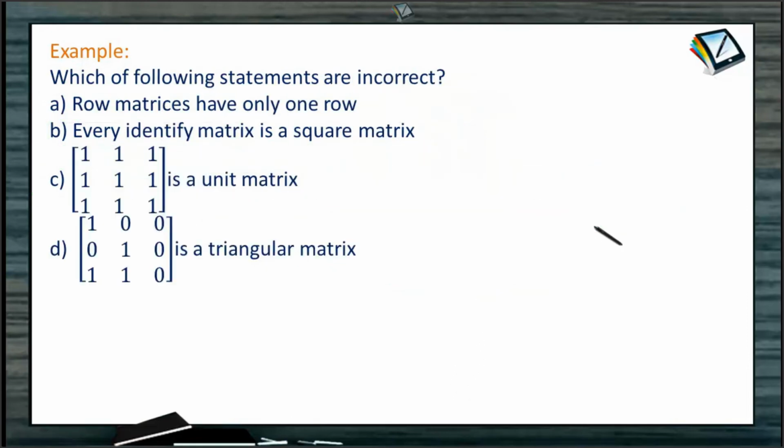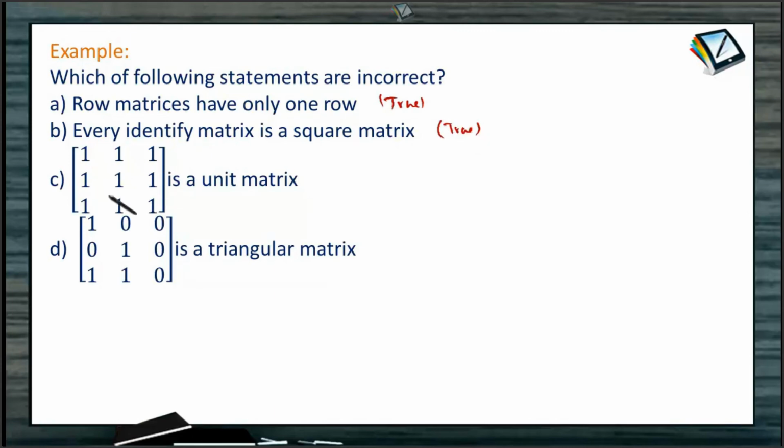Now here we need to identify the incorrect statement. Let us see the first one. A row matrix has only one row. Yes, this is true by the definition of a row matrix. Every identity matrix is a square matrix, correct? This is also true by the definition itself.